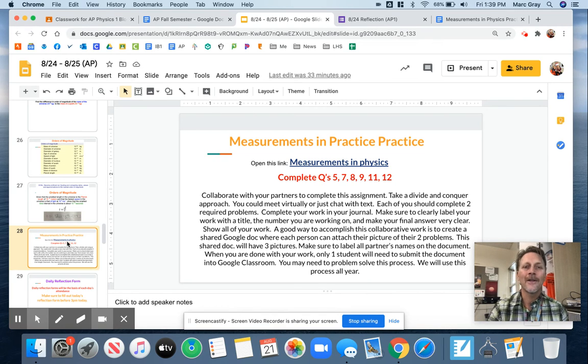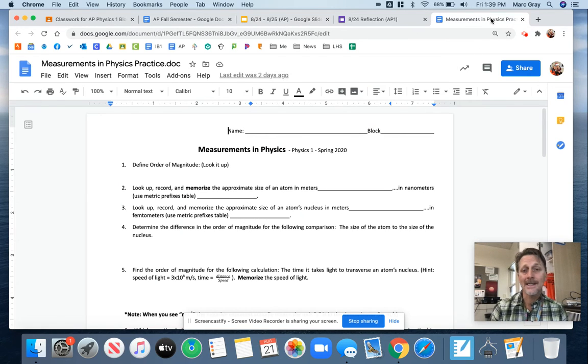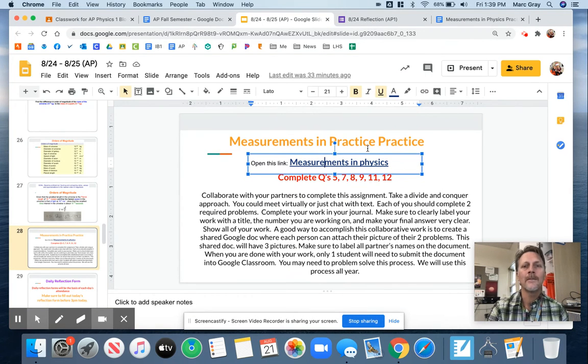And you're going to then open up this link for the measurements in physics assignment. Okay. And the link looks like this, and it's a bunch of different questions related to the notes that we just took. And then you're going to split up the work. In your journal, one of you might say, I'll do 5 and 7. Someone else will do 8 and 9. Someone else will do 11 and 12.